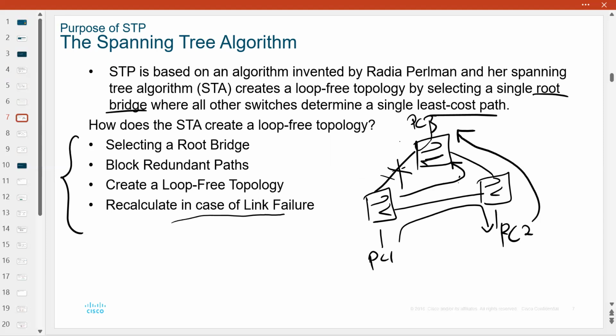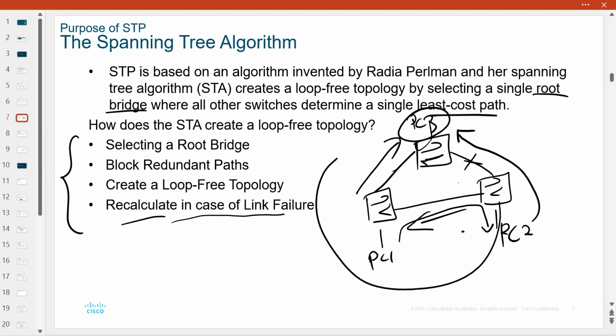Let's say this one fails. Then the algorithm does a recalculation, and the blocked link is re-enabled. In case of a link failure, this is opened. Now the network is functional again, PC1 and PC2 on the same link are functional. This PC can function, and that PC can function within that collision domain. So basically, that is what STP is all about.